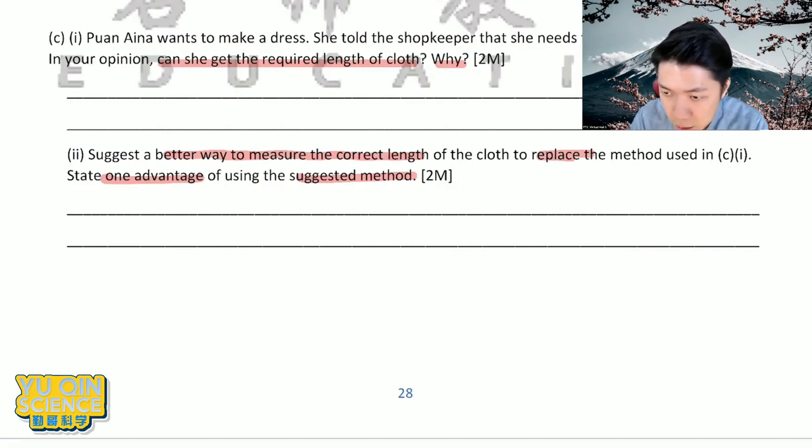Yep, correct, Justina. Something like that, yeah, it doesn't have to be the same as mine. Accuracy. This is your second point.